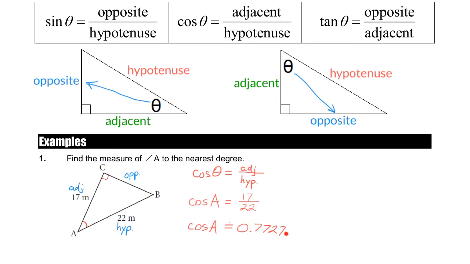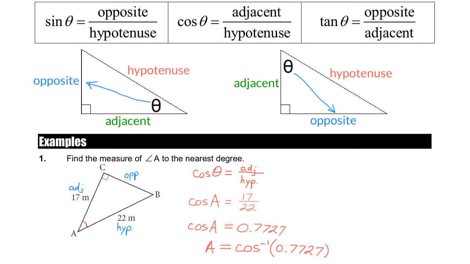We know what the cosine is. Now we need to work backwards and find out what the angle is. So when you work backwards, you're doing the opposite operation. So the opposite of cosine is inverse cosine. So we would write it like this: A is equal to the inverse cosine of 0.7727.